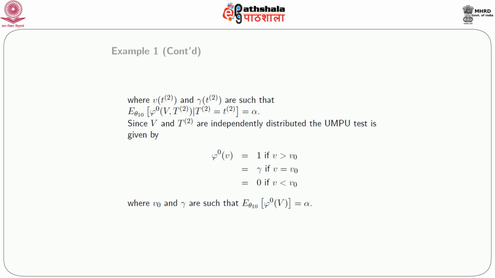Since V and T2 are independently distributed, the UMPU test is given by phi naught (V) equal to 1 if V is greater than v naught, equal to gamma if V equals v naught, equal to 0 if V is less than v naught, where v naught and gamma are such that the expectation of phi naught under theta 1 naught is equal to alpha.